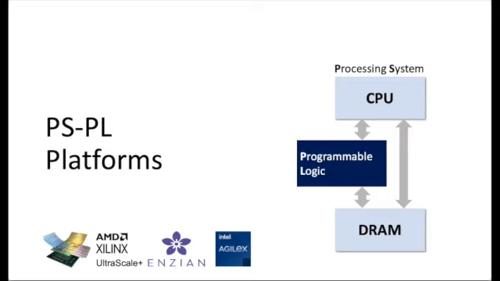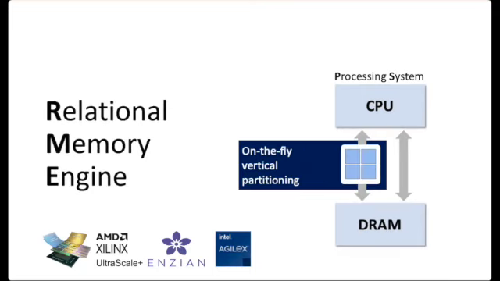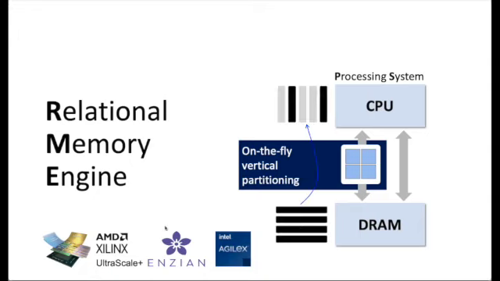These platforms are equipped with programmable logic tightly coupled with the traditional processing system. Programmable logic, or FPGA, consists of programmable interconnects and configurable logic blocks. Thus, any hardware logic can be programmed on it. The relational memory engine is a specialized hardware for vertical partitioning on the fly. In other words, a relational memory engine transforms the data from the base row store to the column store with only desired columns, or to the hybrid layout of columns and rows depending on the query.